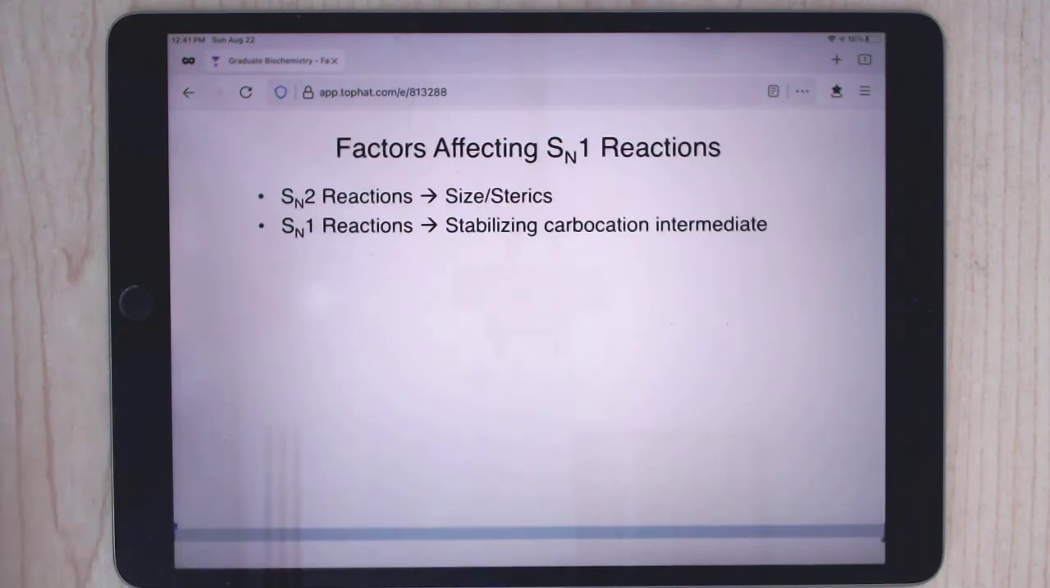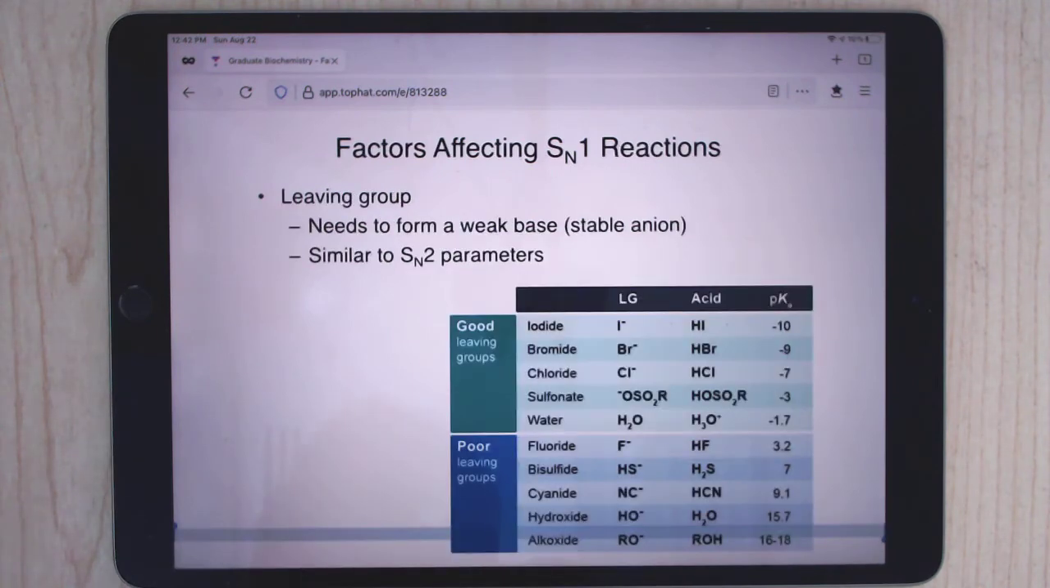Now, the factors affecting SN1 are actually different than for SN2. Because remember, the rate determining step is the formation of that carbocation. So any way that we can stabilize that, the better. Okay, so what we really want to do is to be able to stabilize this. But again, leaving groups that are good for SN1 are going to be the same ones that work well for SN2 reactions. Leaving groups are leaving groups. We want the same characteristics for both. Okay.